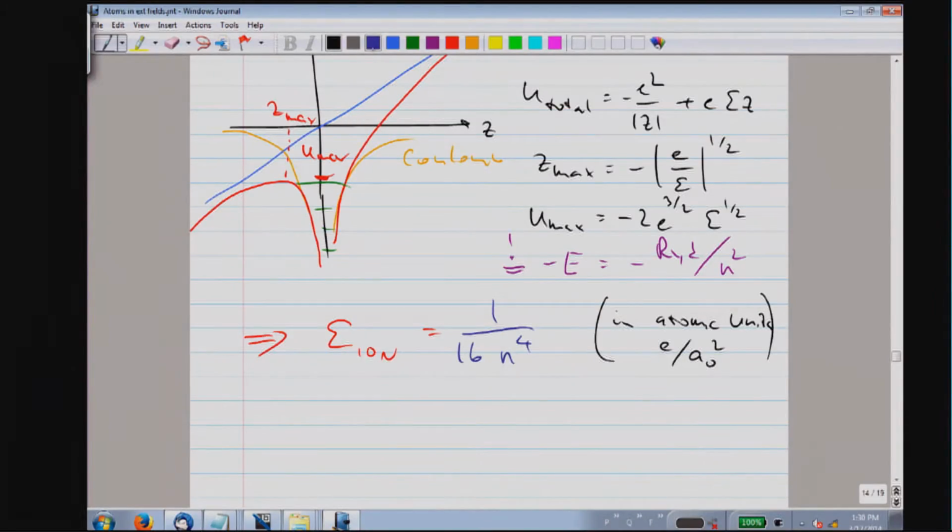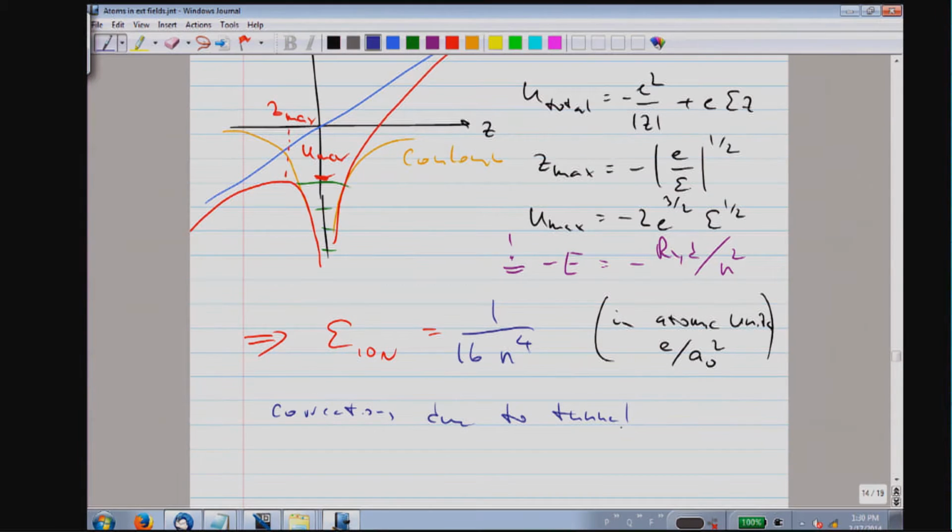But yes, people have looked at it in great detail and have calculated corrections due to tunneling. So these are quantum corrections to the classical threshold which I just calculated.